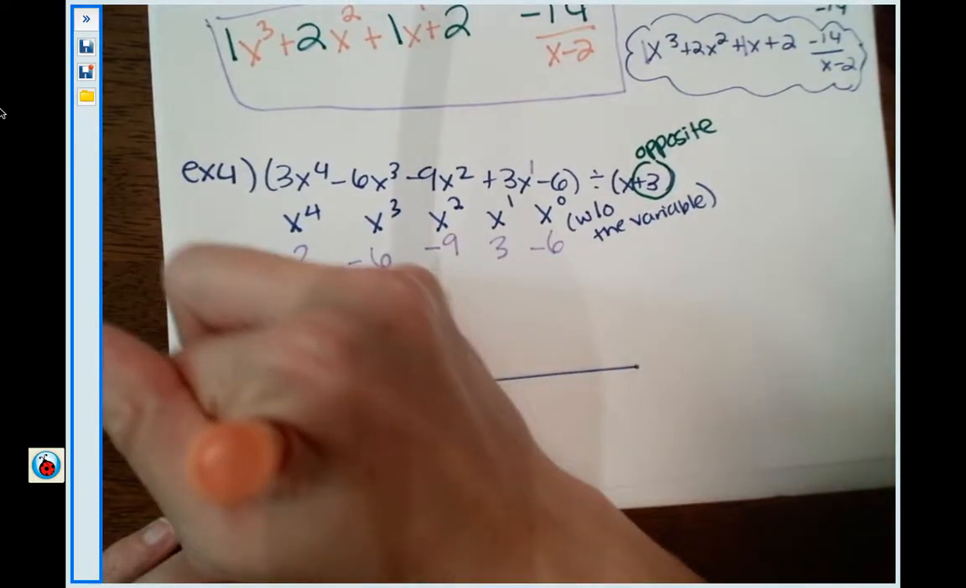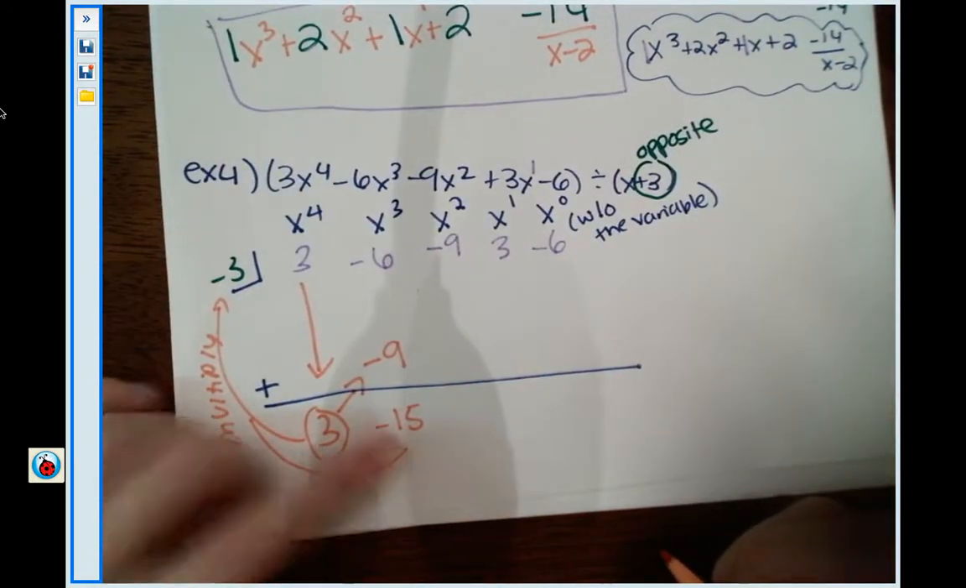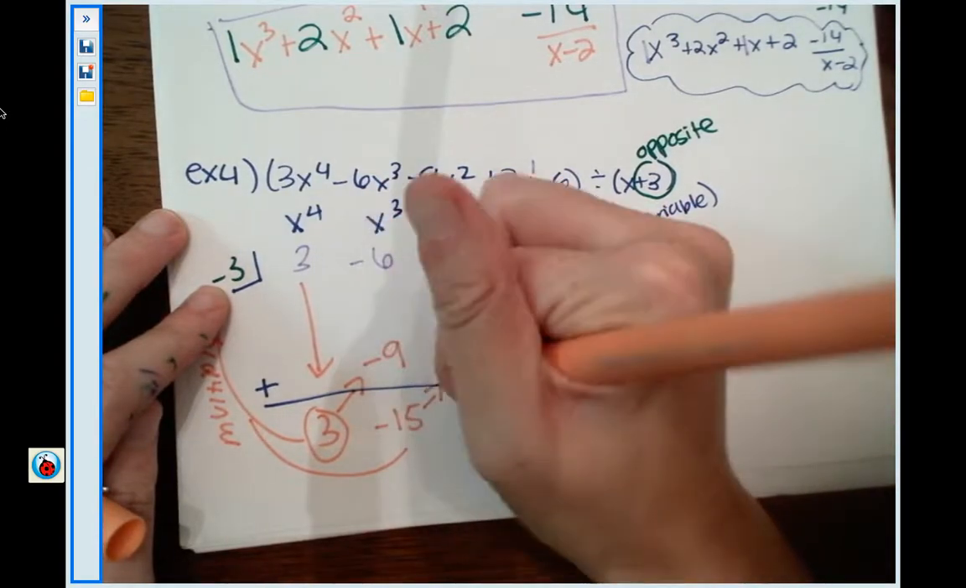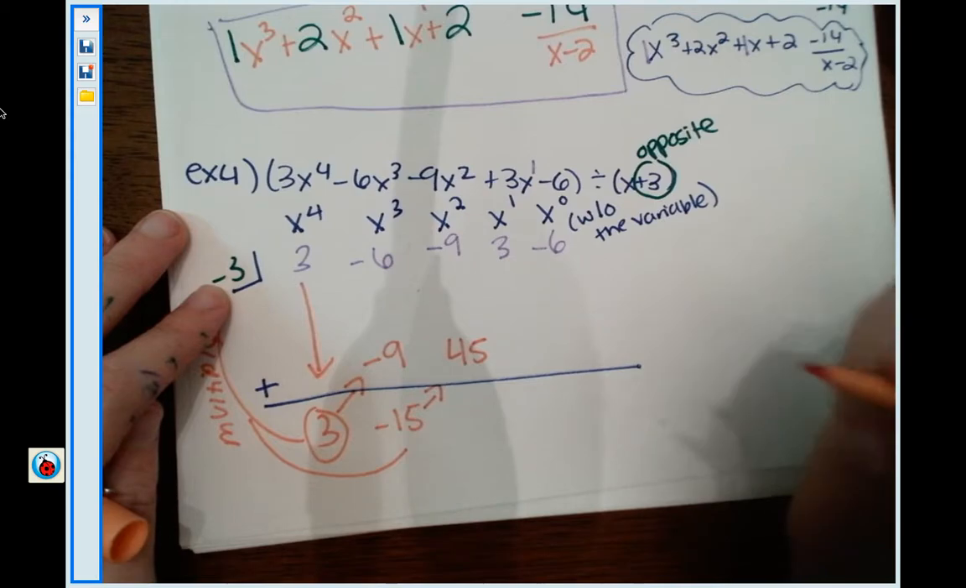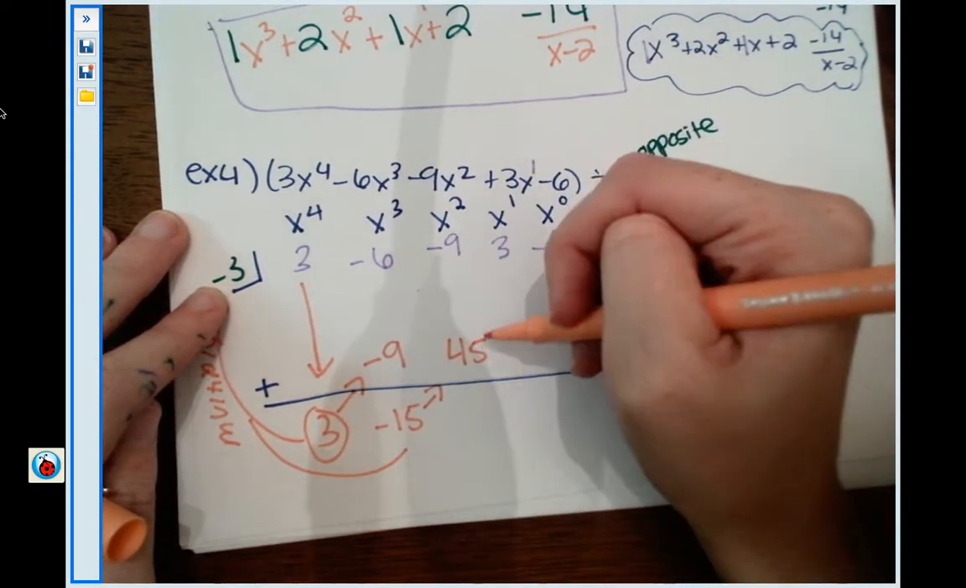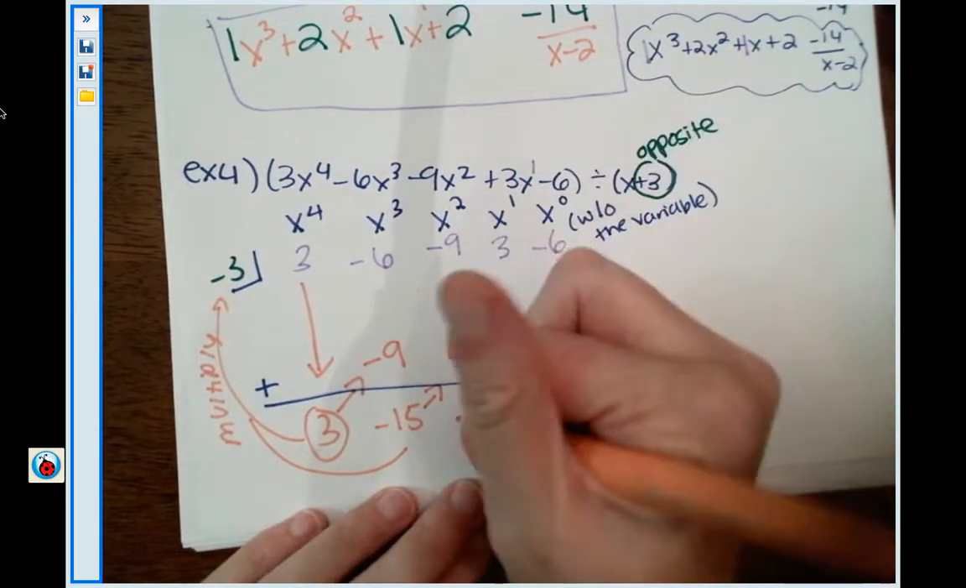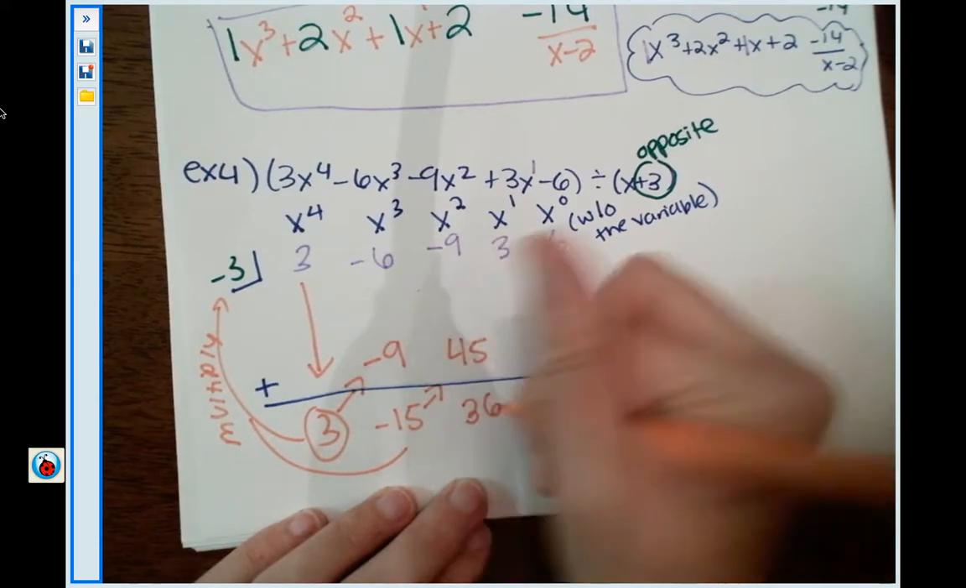Alright, I'm going to multiply it to the box. Negative 15 times negative 3 is positive 45. Going to slide it over above the line. I'm going to add down. 45 minus 9 will give me a 36.